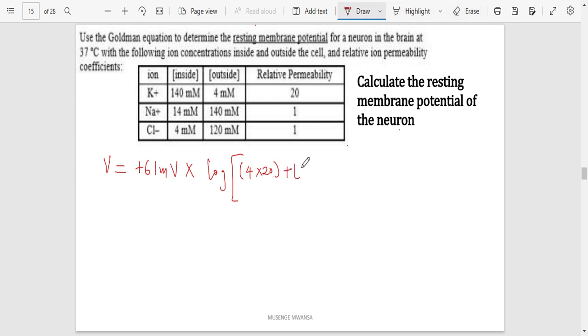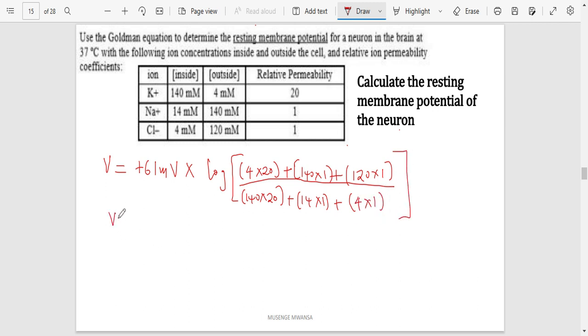So that is going to be plus 140 multiplied by 1, and then plus the next one we have got 120 multiplied also by 1, and then divided by, we go inside the cell, so potassium we have got 140 multiplied by permeability, that is 20. Okay, plus sodium is 14, permeability is 1, plus chloride ions, we have got 4 inside, permeability is 1. And so this is going to give us positive 61 millivolts multiplied by, let me punch the other side.